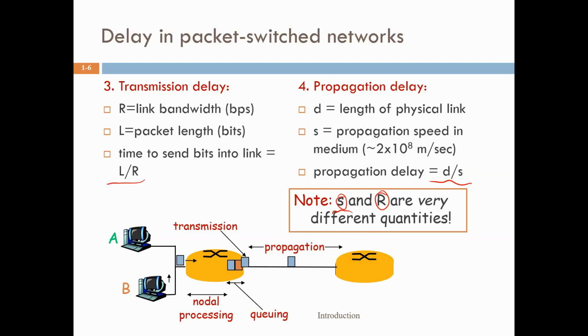R is the transmission rate of the router. This is the rate at which the router is capable of transforming bits into electrical signals. It has nothing to do with the physical medium it is connected to. This is a property of the router itself.